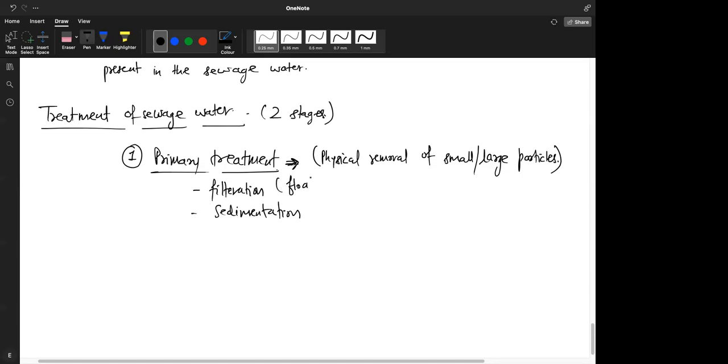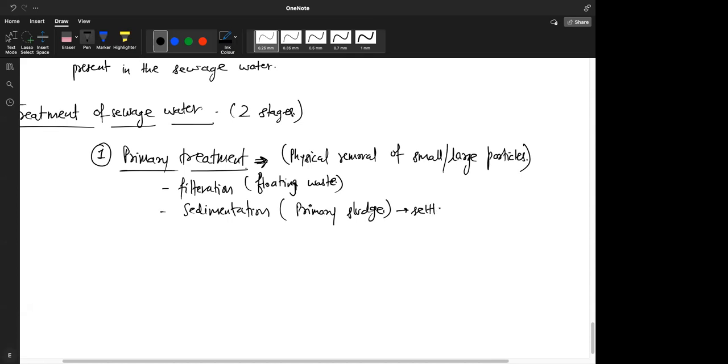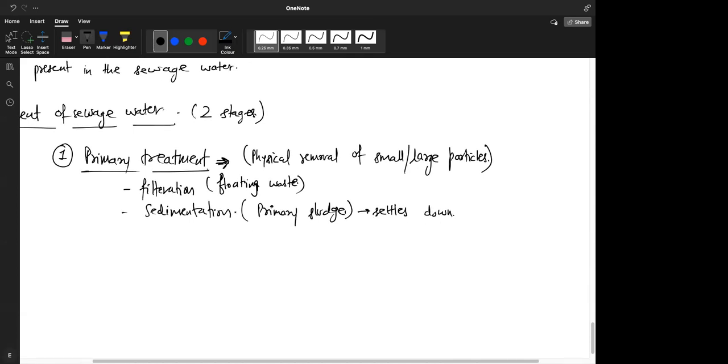So from this we remove the floating waste, and then we can decide what to do with it. We can discard it, bury it in the soil, things like that. And with sedimentation, all the solids that settle down make the primary sludge. The word primary sludge is used for everything that settles down. The second thing that we get is the liquid. That's called effluent, or also the supernatant, that does not settle down.